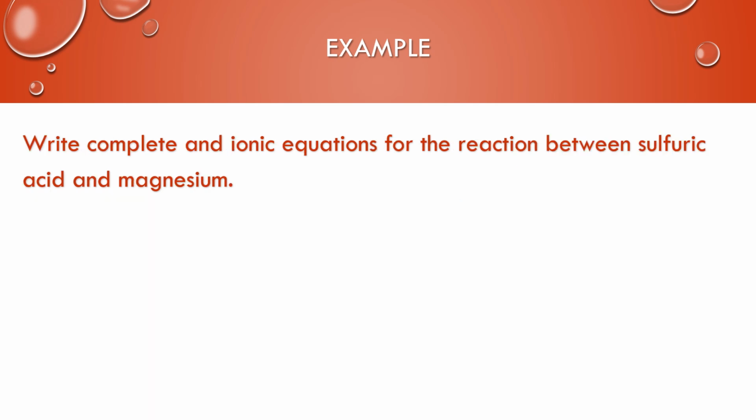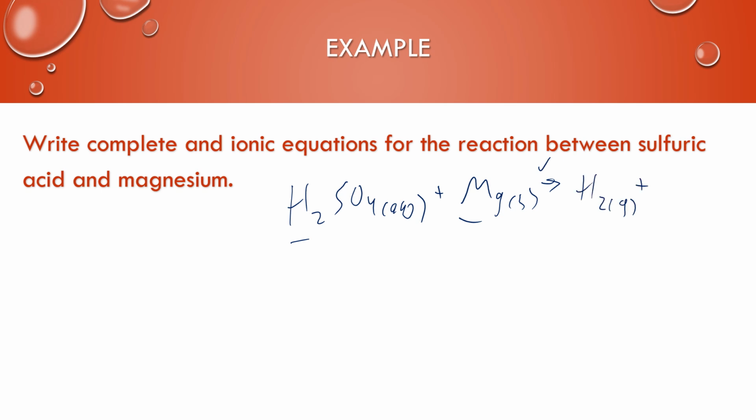Okay, complete an ionic equation for the reaction between sulfuric acid and magnesium metal. First thing you should always do is check the activity series. Magnesium is higher than hydrogen, so this reaction will happen. So you will wind up with hydrogen by itself and then magnesium sulfate as the salt being formed. And so that is your complete equation.